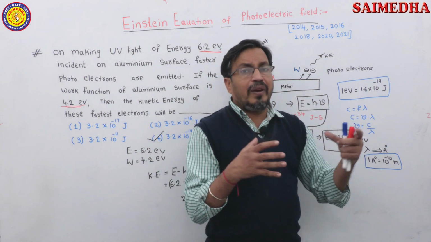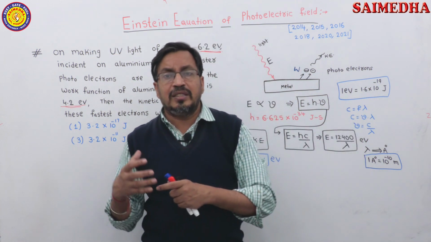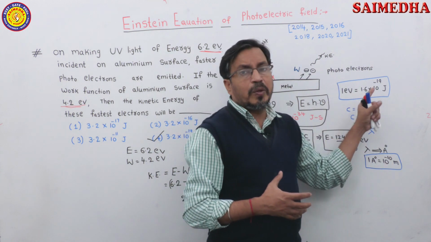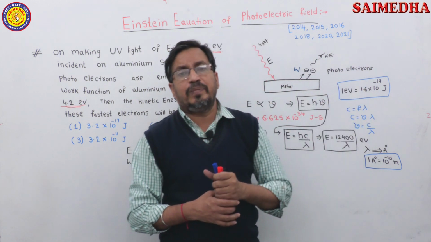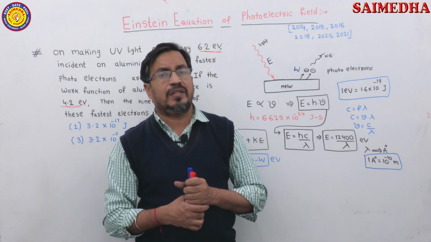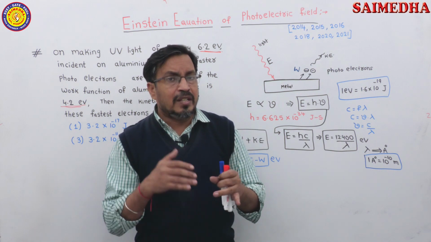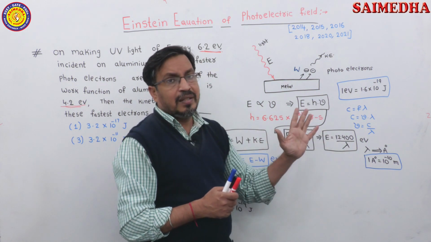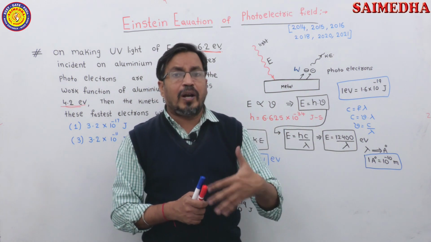So you require the conversion between joules and electron volts. What is the formula? 1 electron volt equals 1.6 into 10 power minus 19 joules. So understand the concept, solve a number of questions by using these three formulas. In the next video I will explain one more concept.